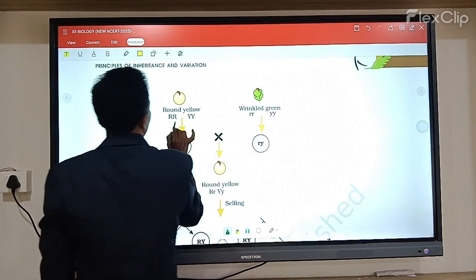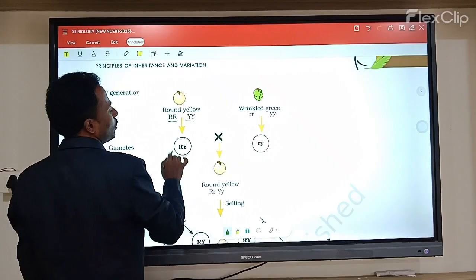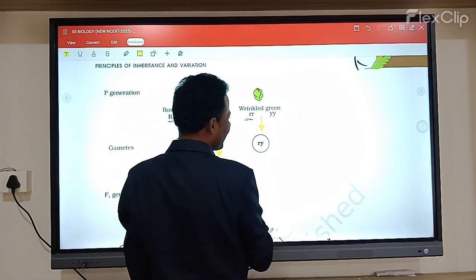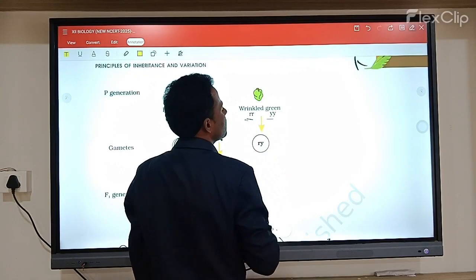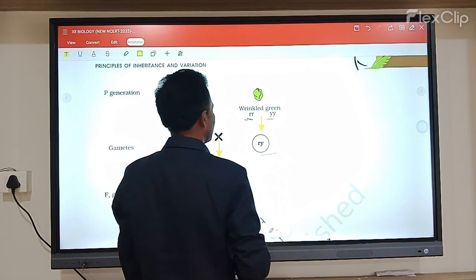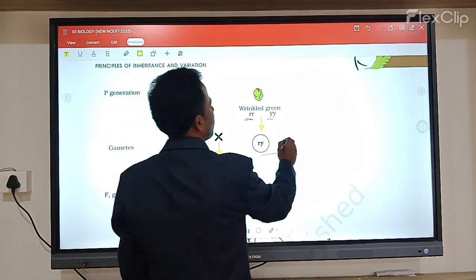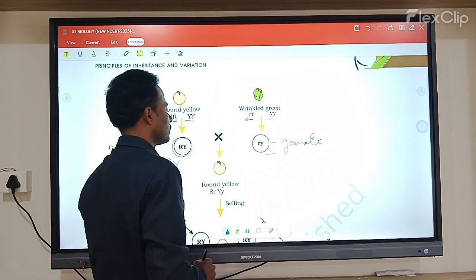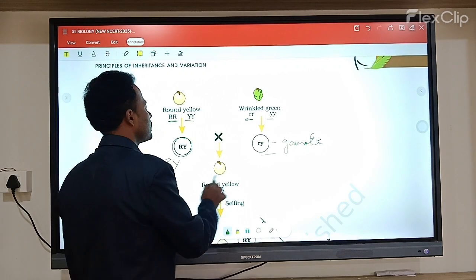Let us see here: capital R capital R, capital Y capital Y. So the gametes are capital R, capital Y. Wrinkled green means small r small r, small y small y. So the gametes are small r and small y. And the F1 generation is getting as what?